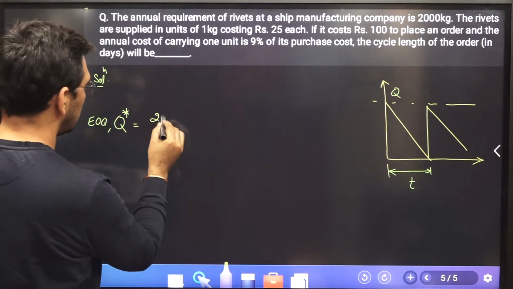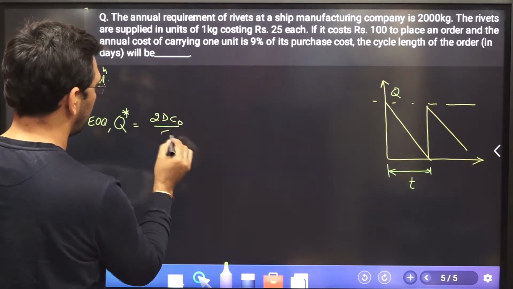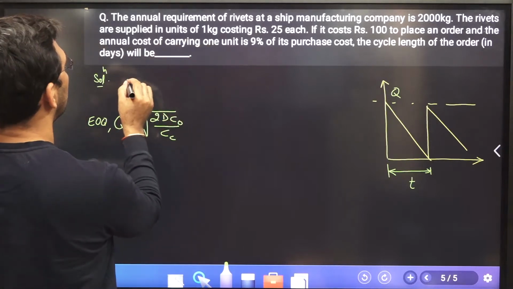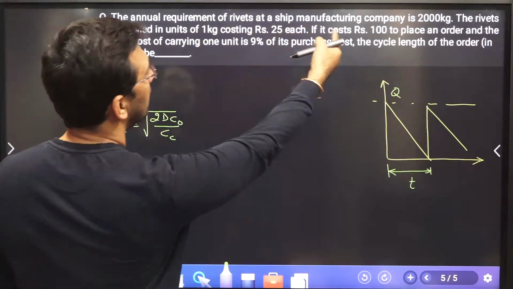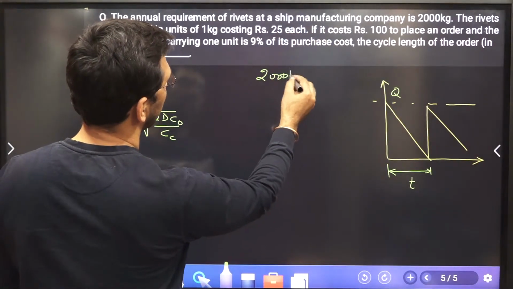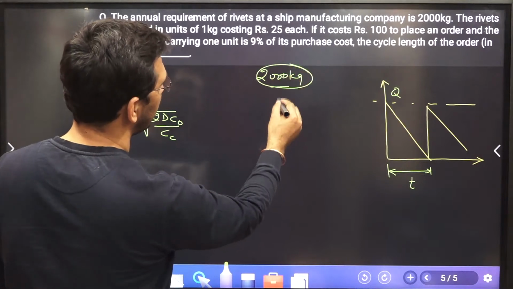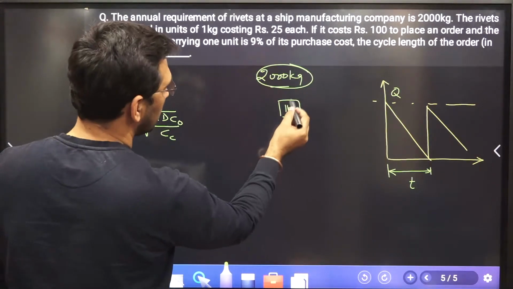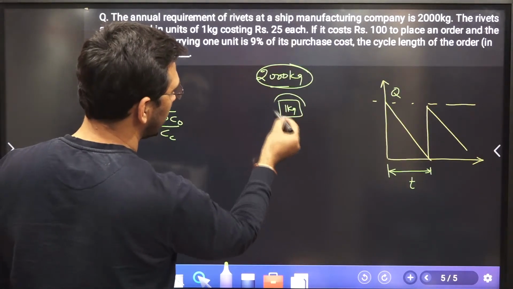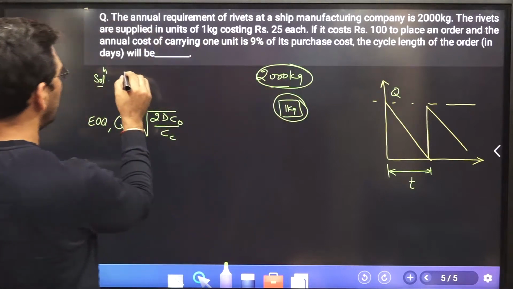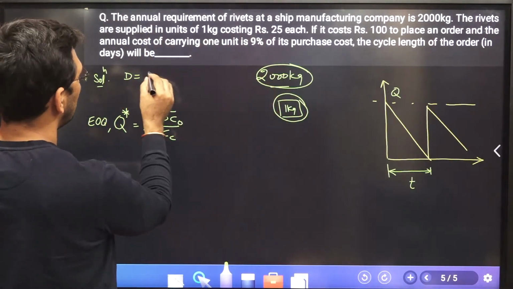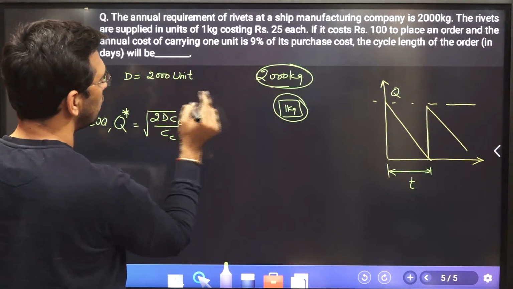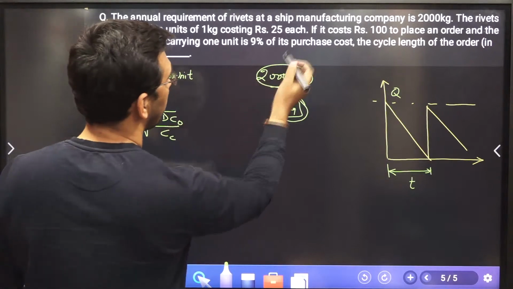And you know, in the case of the simple economic order quantity model, you have demand. Annual requirement of rivets is 2000 kg. He is saying 2000 kg I need in a year. At the same time, he says that I will take it in the form of 1 kg packets. So 1 kg packet will become 1 unit. So annual demand will become 2000 units. Each unit will be of 1 kg. That is how you have to interpret.